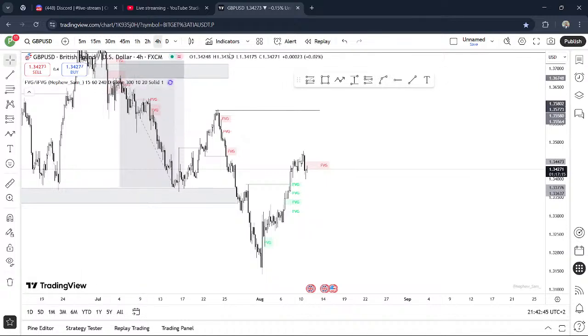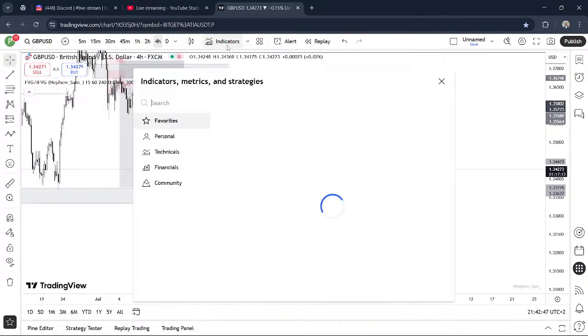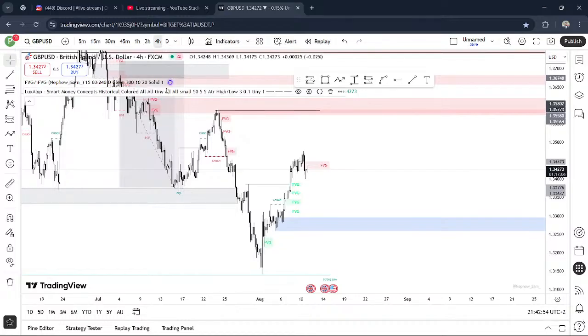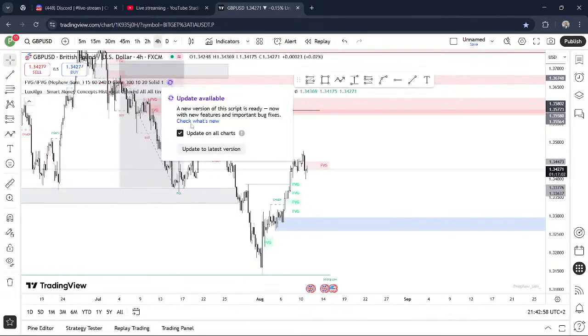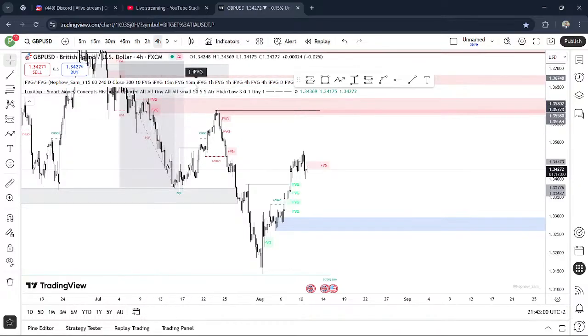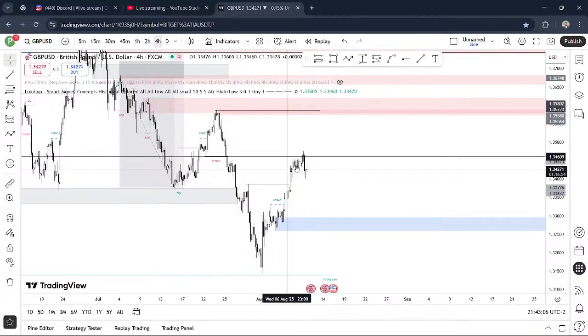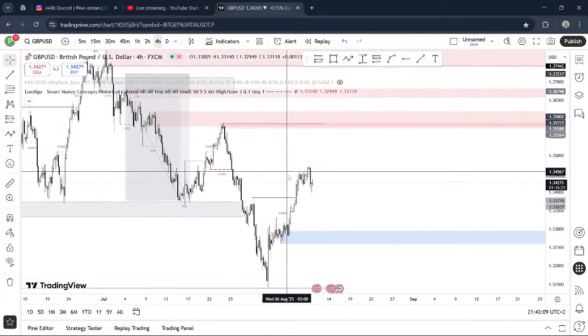All right, let's remove this smart money concept indicator. Let's see if we can get it back on, see if it can help us out here a little bit. So I'm going to switch this one off right now. Okay. Oh right, it's there already. My bad.